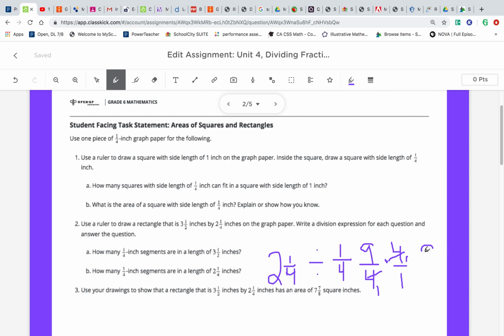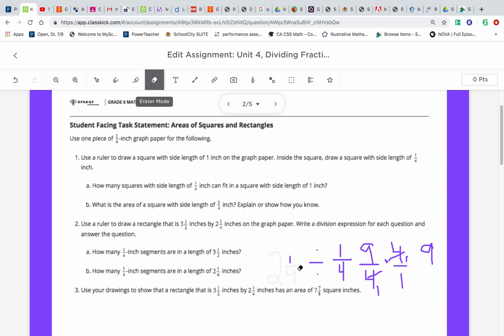And 9 times 1 is 9. 1 times 1 is 1, and we don't need to put it over 1, so I'm actually going to go ahead and erase that. It's 9. All right, that's what we are talking about. 9 segments that are in this situation here.